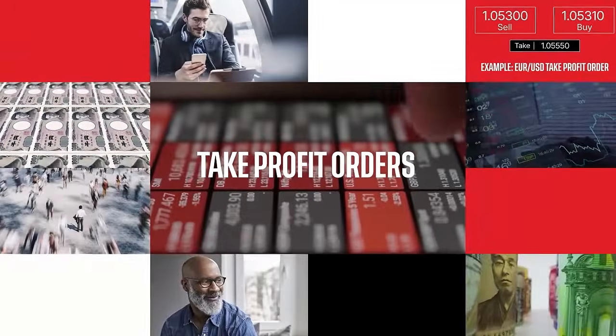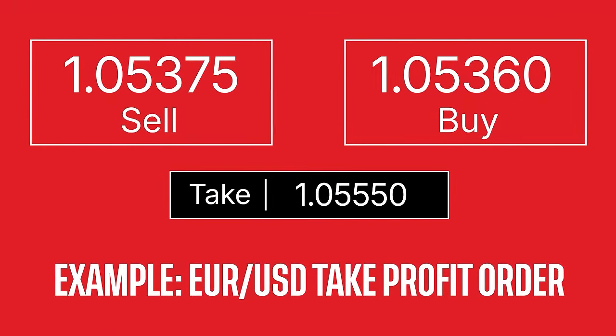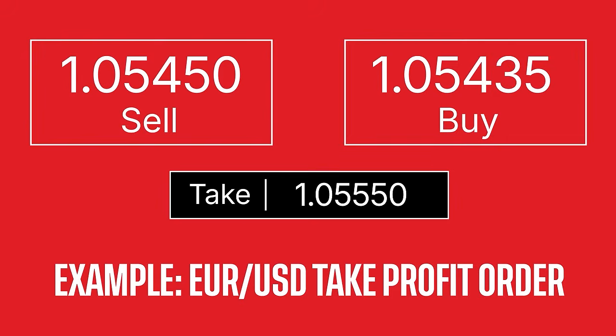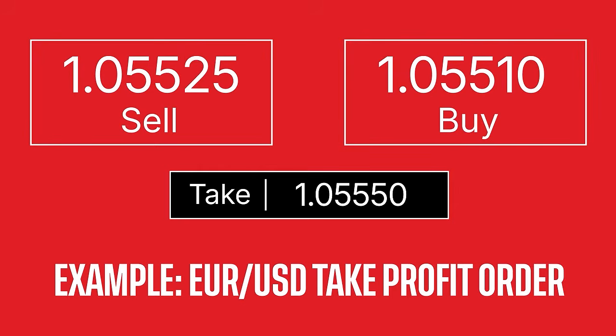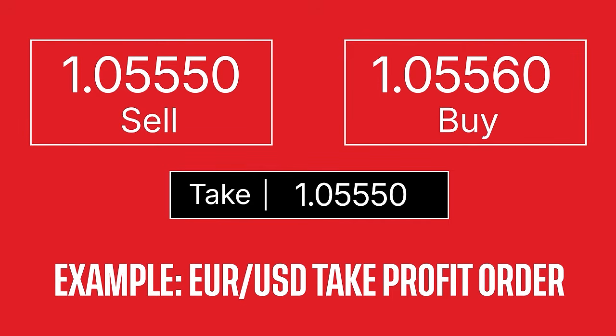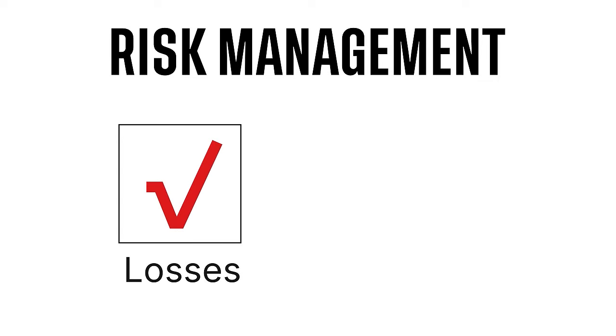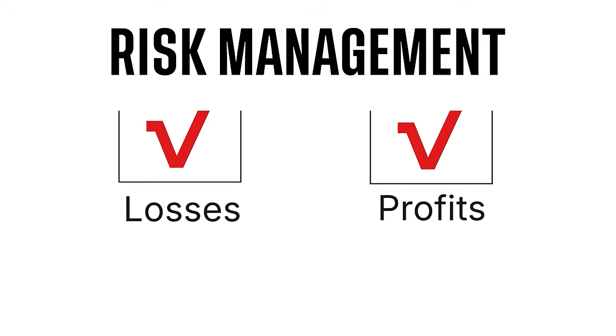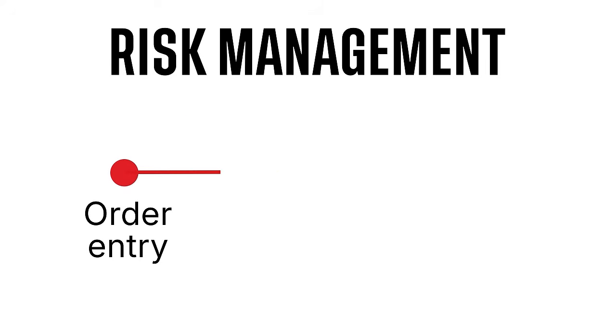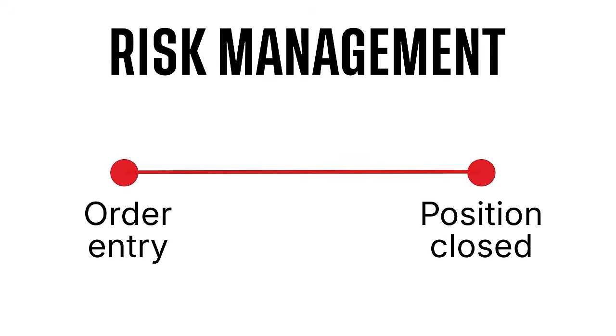Take profit orders attempt to close positions at a specific profit level. They intend to trigger a limit order at the chosen price after that level is breached. Stop losses and take profits are often seen as risk management tools to help mitigate large losses and lock in consistent profits, and they may be entered upon order entry or during the life of the trade.